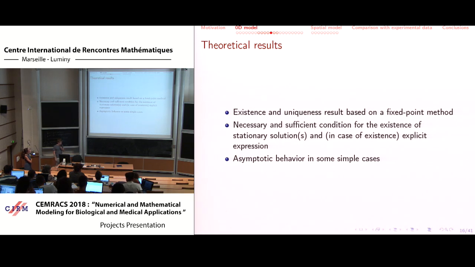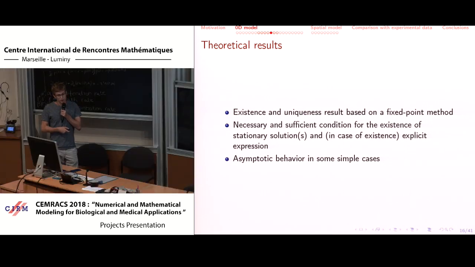And with this framework, we can have some interesting theoretical results, in particular the existence and uniqueness of a solution to the transport equation based on a fixed point method. And it is not obvious because the velocity depends on the solution and also the flux at the boundary. We can also have some necessary and sufficient conditions for the existence of a stationary solution, and we'll see it later. And then we can have asymptotic behavior in some simple cases.